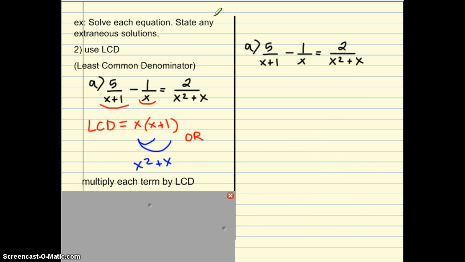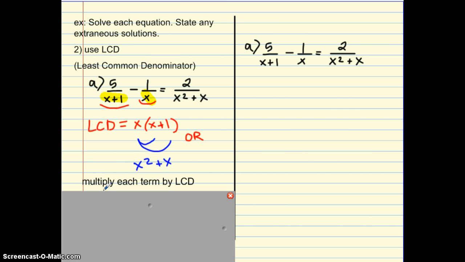The next type of problem we're going to solve uses least common denominators, and the least common denominator that we're going to be interested in is going to be between these two. So our LCD is x times x plus 1, or if we were to distribute it out, x squared plus x, and we're going to be using that over here.